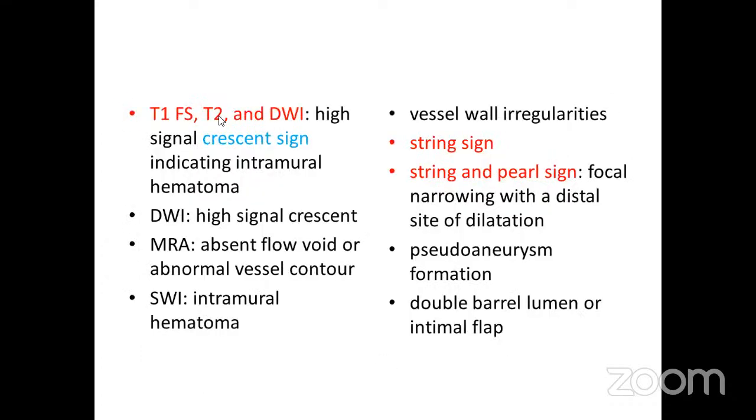Compared with MRI, the T1 fat suppression and T2 diffusion show a high signal crescent sign, indicating intramural hematoma. In MR angiography, an absent flow void or abnormal vessel contour can be detected. Whereas on digital subtraction images, for vessel wall irregularity, we can see the string sign and the string and pearl sign, that is, a focal narrowing with a distal site of dilatation, or rarely pseudoaneurysm formation and a double barrel lumen with intimal flap.